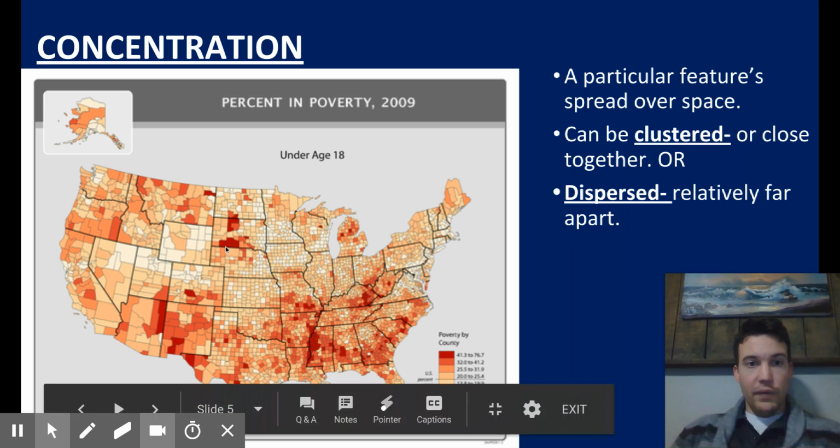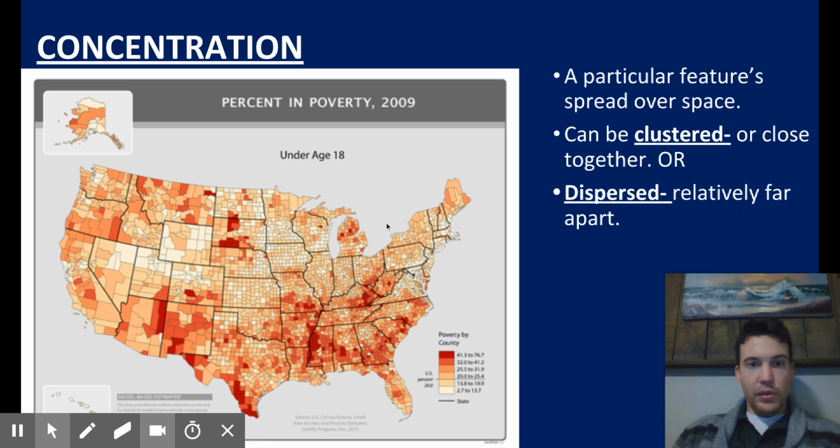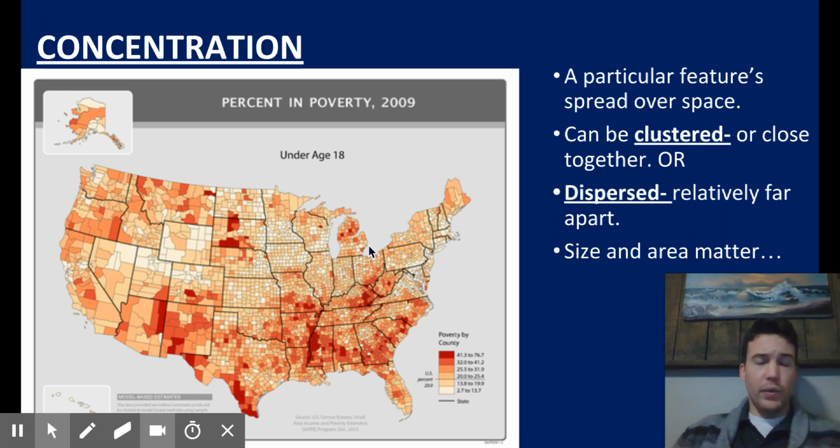Here's an example of clustered data. Look at all the little reds are smooshed together. And dispersed, here's well, that's not a very good example, but this would be a good example. See how the dark reds are kind of dispersed far apart? And in this case, size and area do matter. So when we're measuring the size of the area, if a cluster matters and its distance when compared to the size of the area matters.